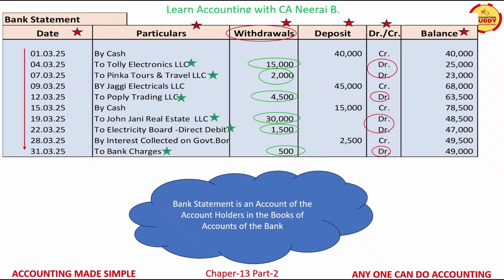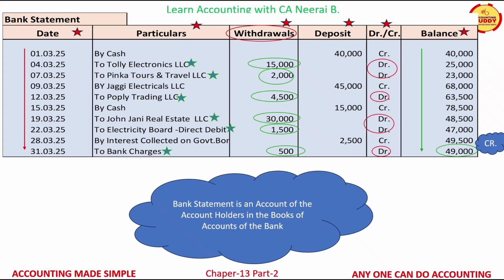At the end of each day, the bank statement will show the actual balance of the account holder lying with the bank. In our example, the balance on the last day of the month, that is 31st March 25, is the credit balance of $49,000.